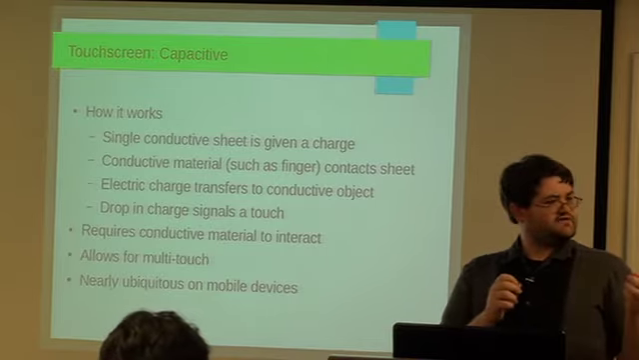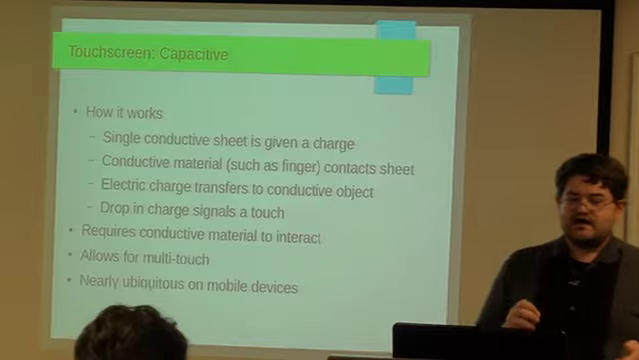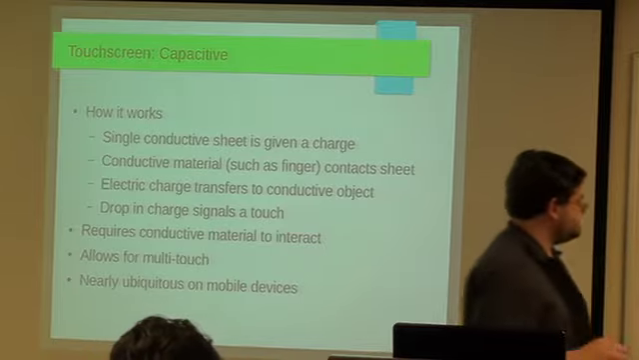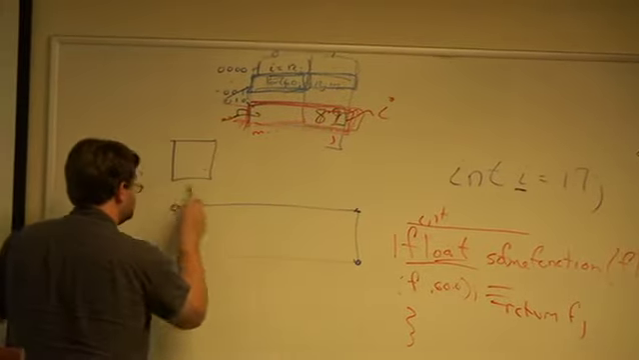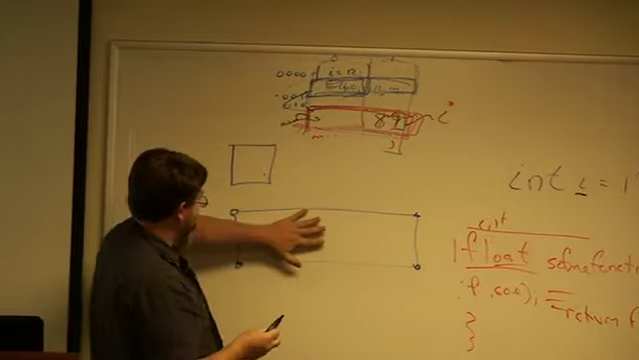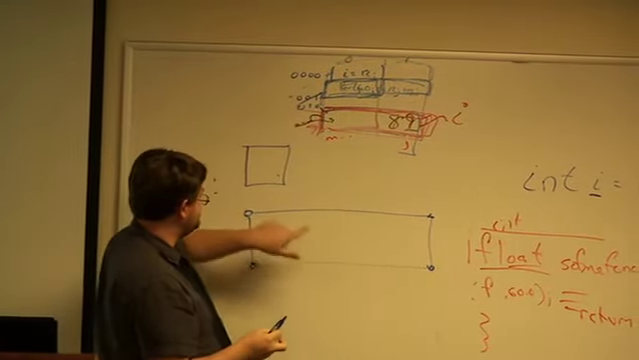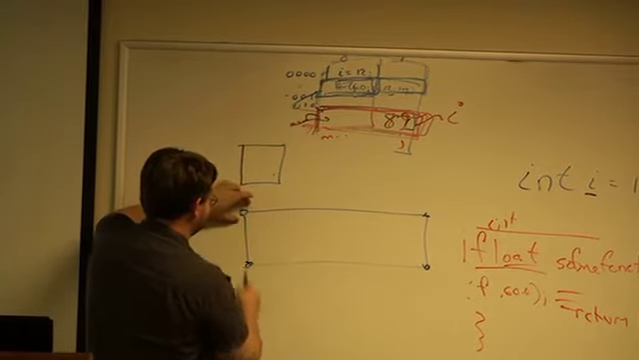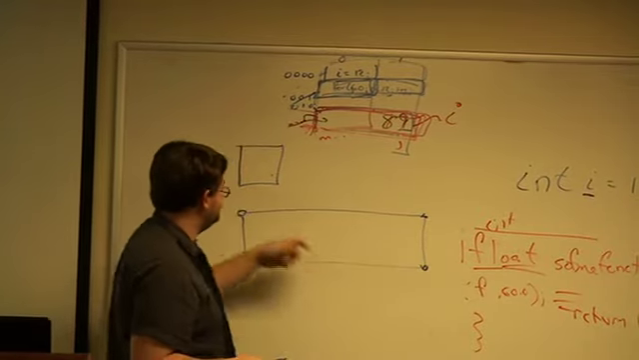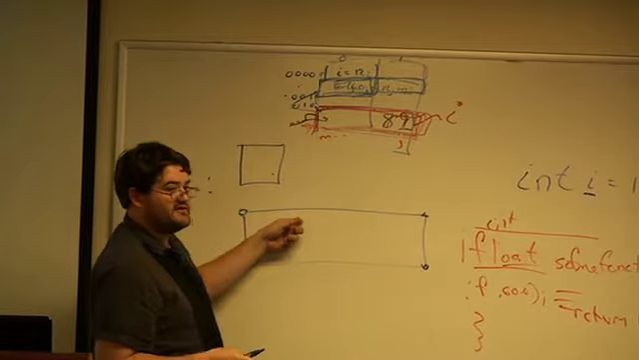You look like you have a question. No? Okay. Basically what happens is you'll have 4 points, and there's a charge within this little square right here, and you touch it, and this point right here will lose its charge faster than these ones will. And so it'll be able to figure out, oh, you got your finger down here.